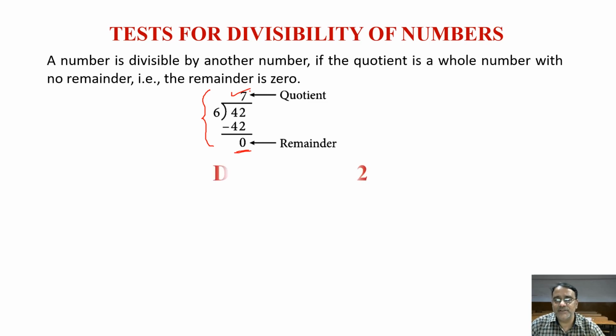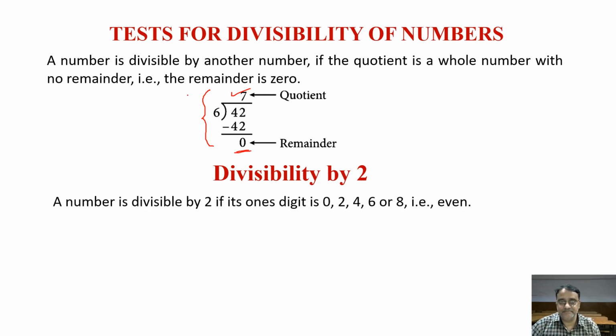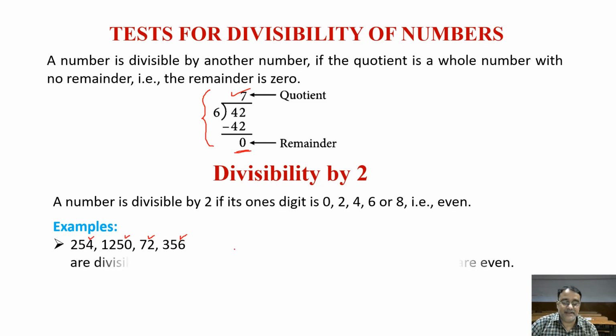So now let us move toward the first divisibility test, by 2. A number is divisible by 2 if it is even, or if its unit place digit is either 0, 2, 4, 6 or 8. Example: 254, 1250, 72, 356. देखो यहाँ पर यूनिट प्लेस में 4 है, so divisible by 2 हो गया. Unit place digit is 0, so it is also divisible by 2. Unit place is 2, so this number is also divisible by 2. Unit place is 6, so this number is also divisible by 2.